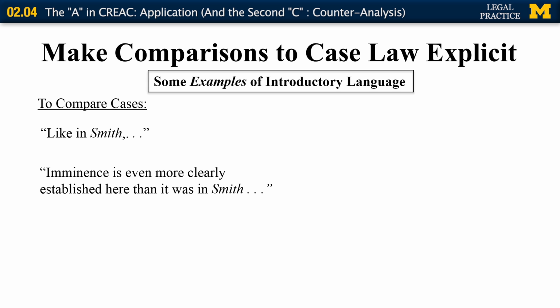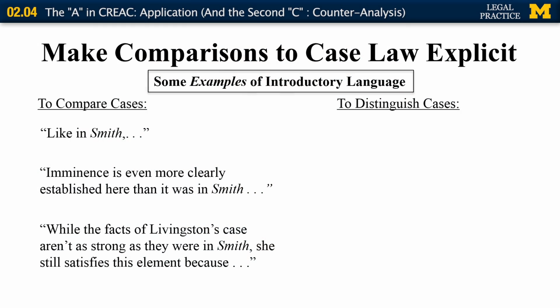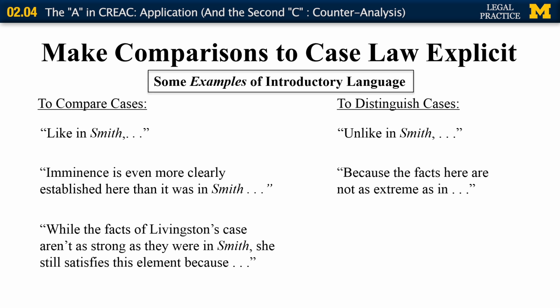That's drawing a comparison that's a little bit more specific. We're not saying that they're the same. We're saying that this is actually an even stronger case. Alternatively, you might do something like this. While the facts of Livingston's case aren't as strong as they were in Smith, she still satisfies this element because. Now, frequently what attorneys do is they distinguish cases. They explain how the outcome in one situation, your client's case, for example, is likely to be different because the facts are different from the opinion you just discussed in a legally significant way. So if you're distinguishing cases, you might say, unlike in Smith, or because the facts here are not as extreme as they were in Smith.